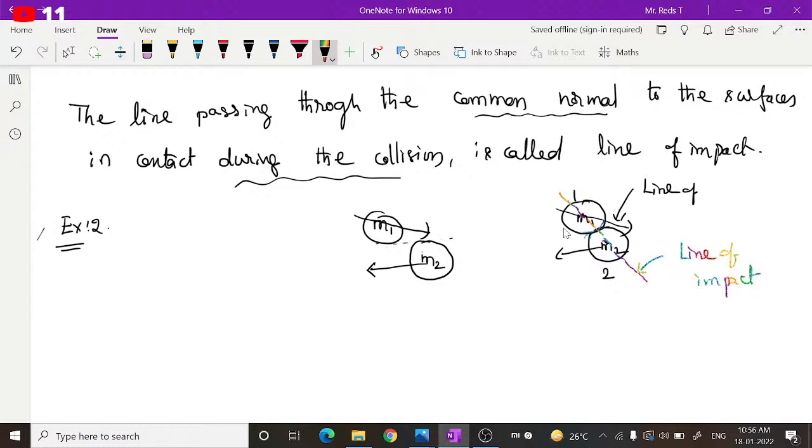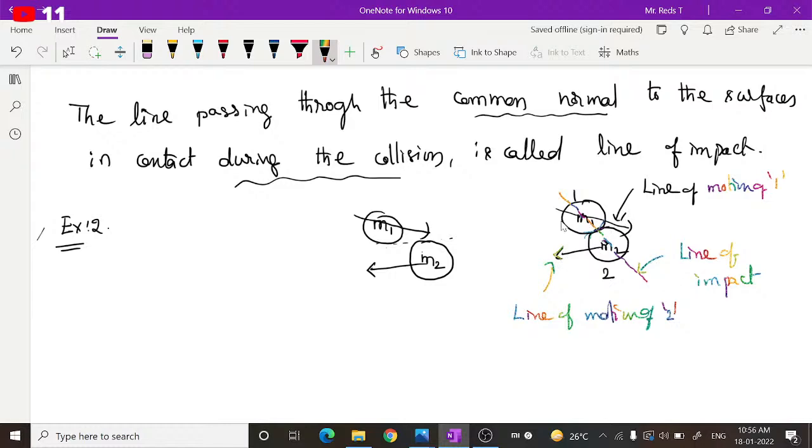Line of impact. Whereas the direction in which particle 1 is moving is called the line of motion of particle 1, and this line will be called the line of motion of particle 2. So the lines of motion of particles 1 and 2 are different, but the line of impact is different.